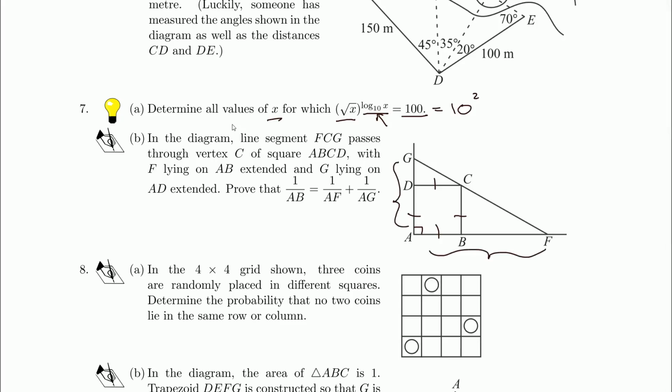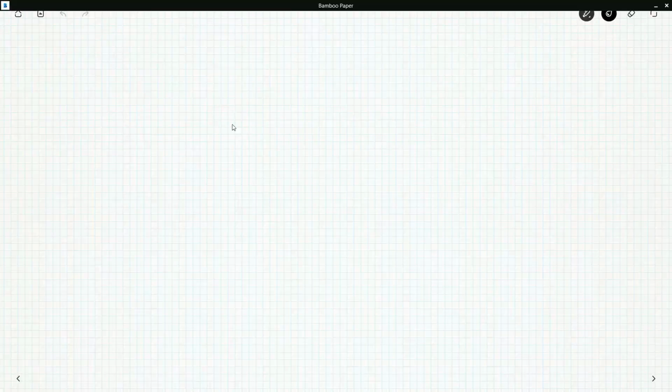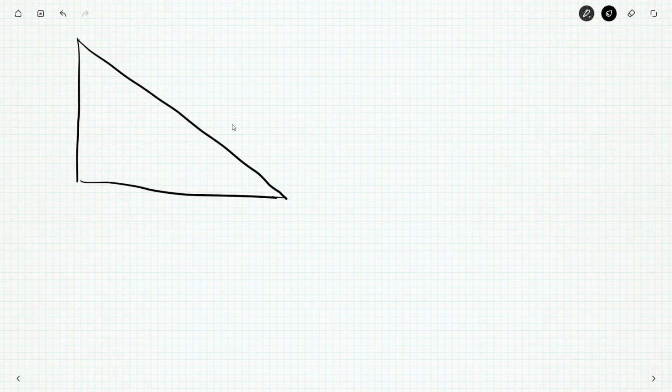Okay. Well, let's copy this diagram down in our notebook, I should say. So there's our line. And we're told that this fella here is a square. Let's give the square side length S. We've got A, B, C, D. F was down here, and G was up here.